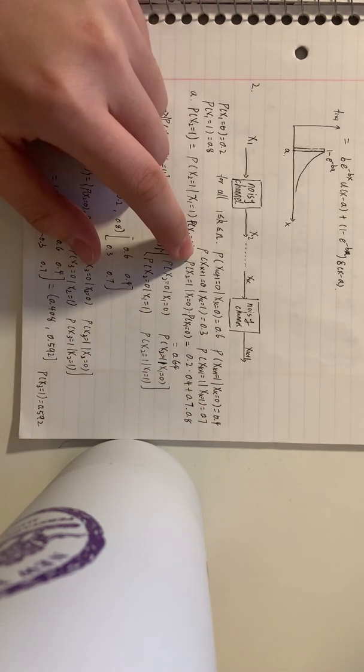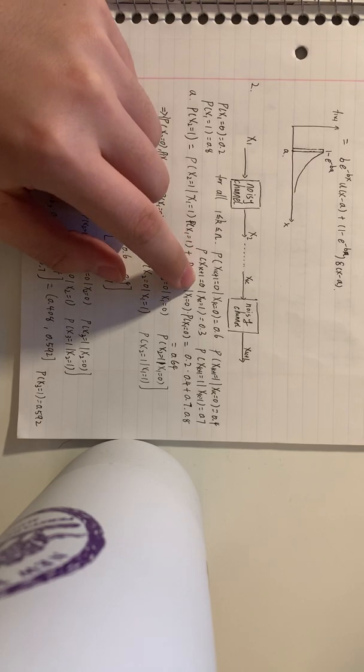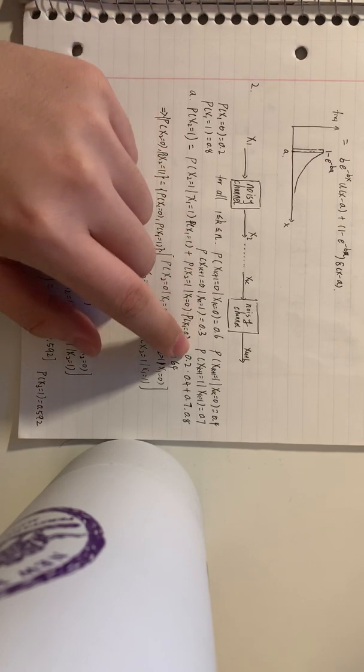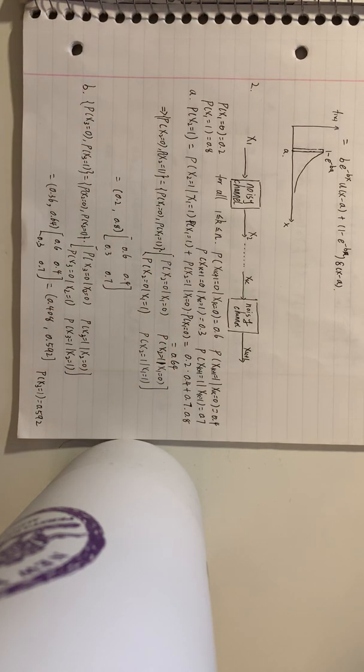The probability of xk equal to 1 transitioning to xk plus 1 equal to 0 is 0.3. The probability of xk equal to 1 transitioning to xk plus 1 equal to 1 is 0.7.